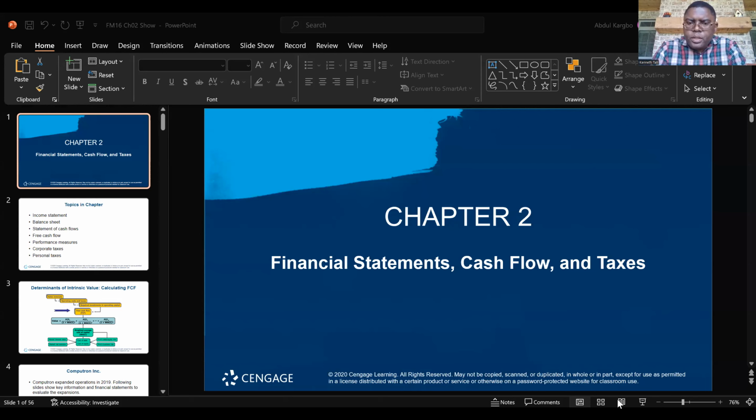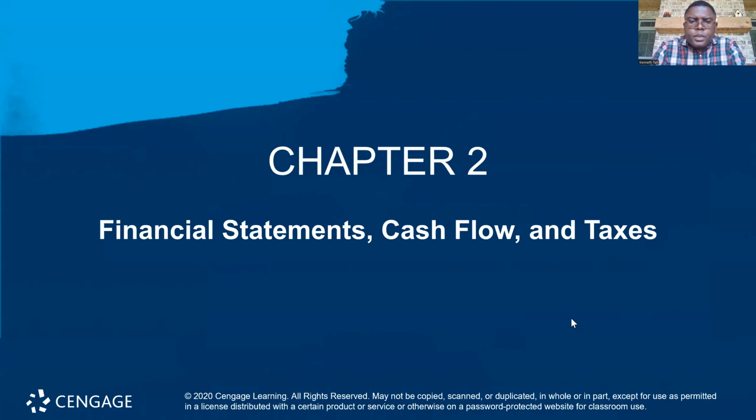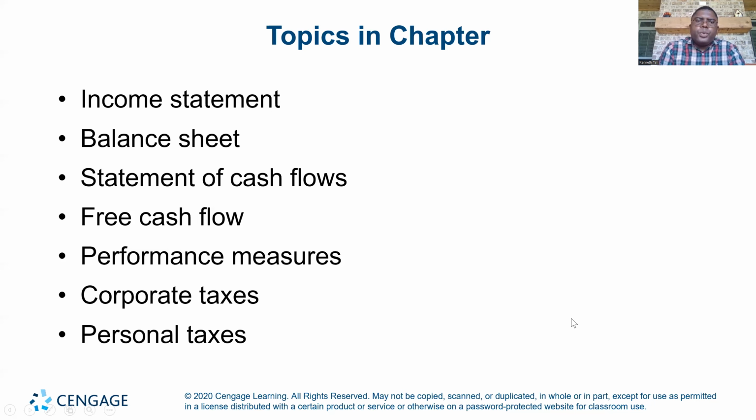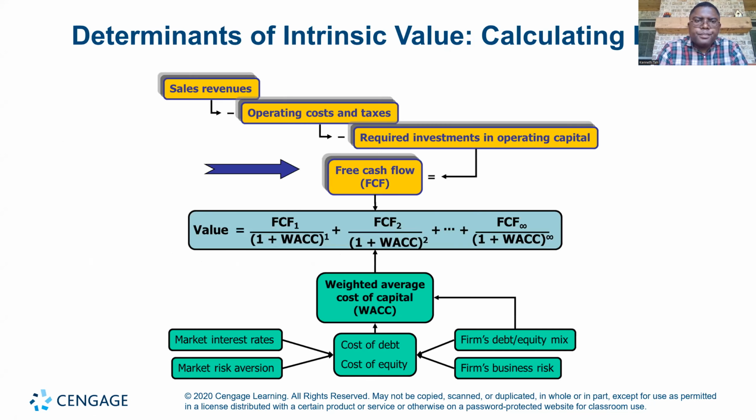Today, we are going to consider Chapter 2. Chapter 2 is on financial statements and cash flow. In Chapter 2, we are going to talk about the income statement, the balance sheet, the statement of cash flows. These are major financial statements that are developed by a corporation. We will talk about free cash flow and performance measures.